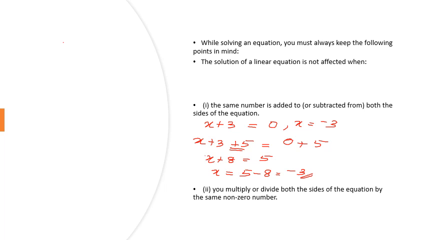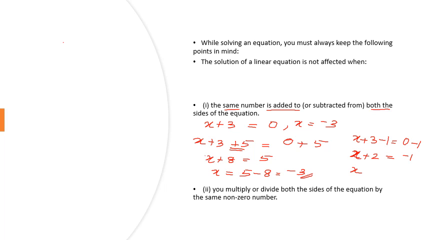Now we have added 5. Even if you subtract, if I am doing x plus 3 minus 1, then that should be equal to 0 minus 1. The same number has to be added to or subtracted from both sides of the equation. So I am subtracting 1 from the left hand side and 1 from the right hand side as well. So what do I get when I do this on both sides? I get x plus 2 is equal to minus 1. Now what is x?